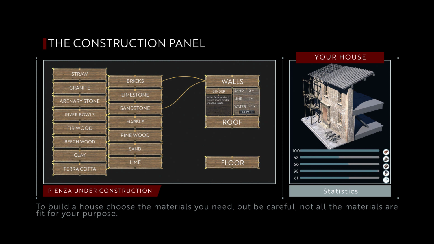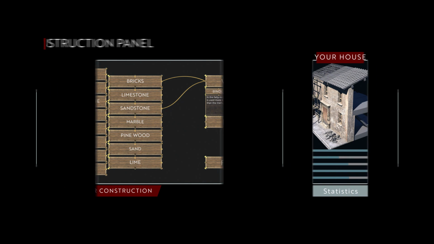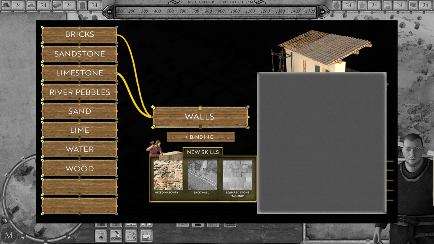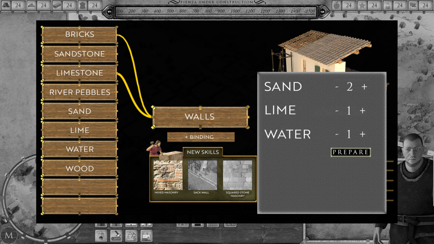Be careful though. In order to work with stones and bricks, you're going to need mortar. Well done! With 2 parts sand, 1 part lime and 1 part water, you can mix the mortar needed to work with the bricks and stone.